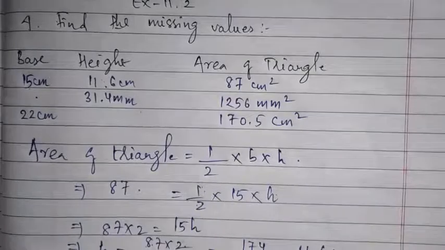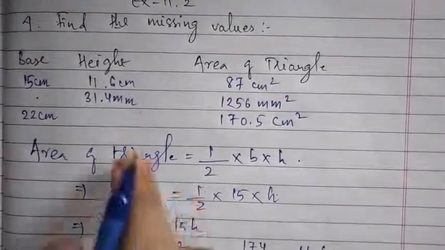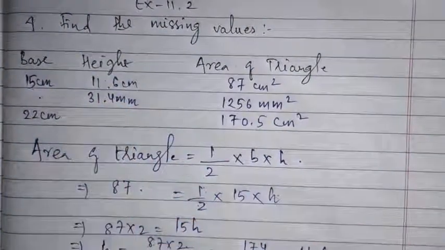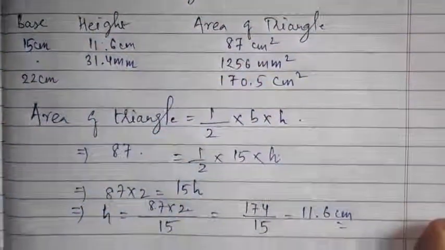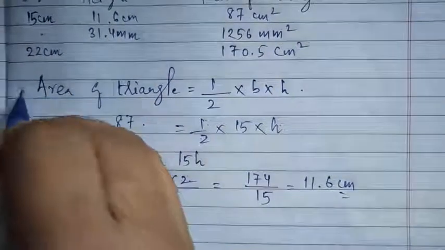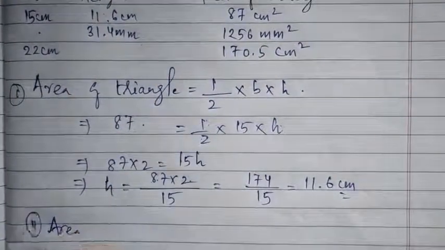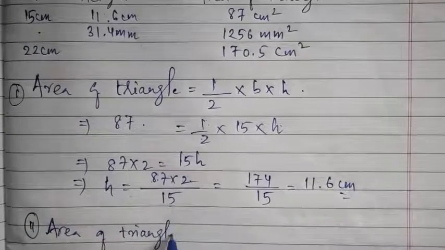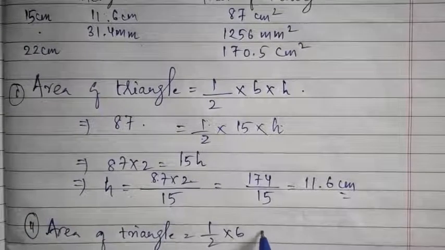Okay, children. So similarly, in the second part, the base you have to find, and height is given and area is given. Okay, so let me write area. We are solving the second part, so let me write part 2. Area of triangle is equal to half into base into height.